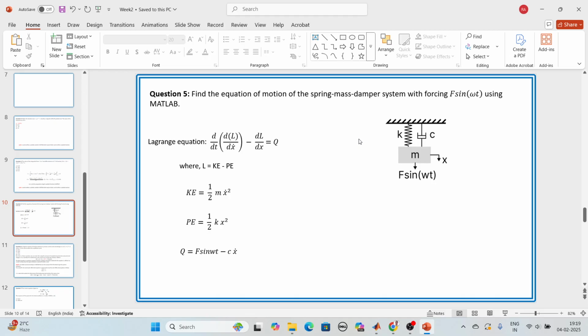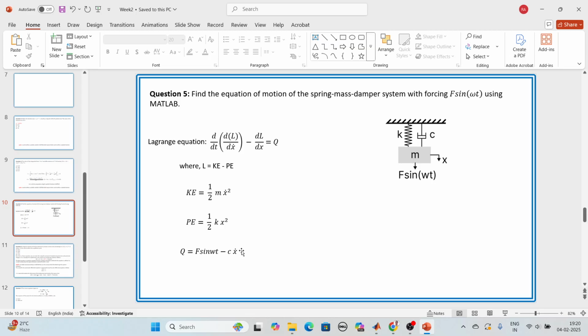So first, these are some basics like the Lagrange equation, which we have already discussed and solved. So this is the Lagrange equation. L is my Lagrangian, Q is my generalized force. Now I have L as kinetic energy minus potential energy, wherein the kinetic energy is given as half m x dot square and the potential energy is given as half k x square. And I have Q as F sine omega t.